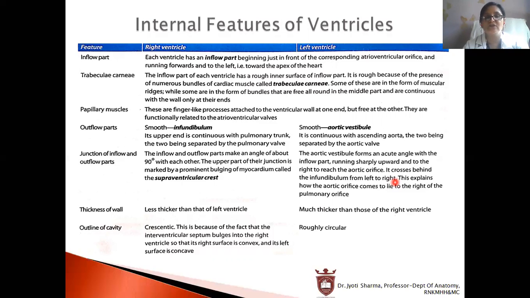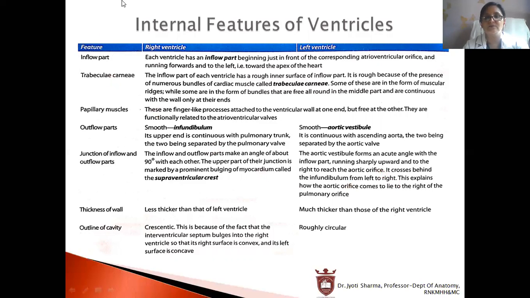Now we'll see the junction of the inflow and the outflow parts. The inflow and outflow parts make an angle of about 90 degrees with each other. The upper part of their junction is marked by a prominent bulging of myocardium called the supraventricular crest.